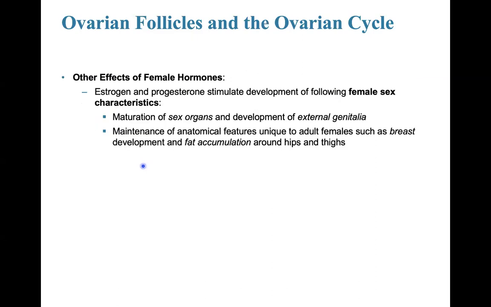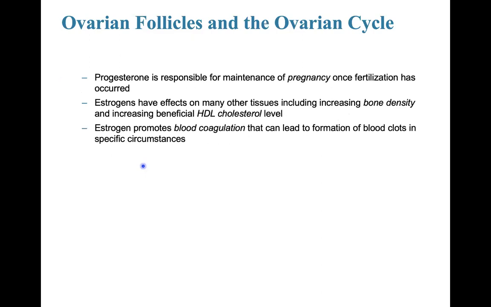Estrogen and progesterone will also stimulate the development of the female sex characteristics. This will include the maturation of the sex organs and the development of the external genitalia, as well as the maintenance of anatomical features that are unique to females, such as breast development and fat accumulation around the hips and thighs. Progesterone is responsible for the maintenance of pregnancy once fertilization has occurred.